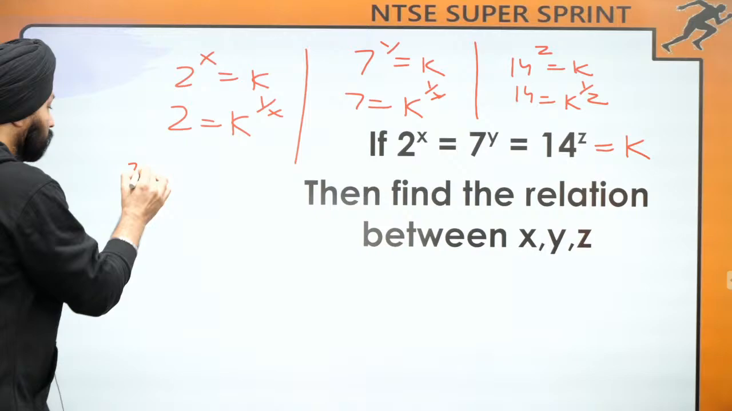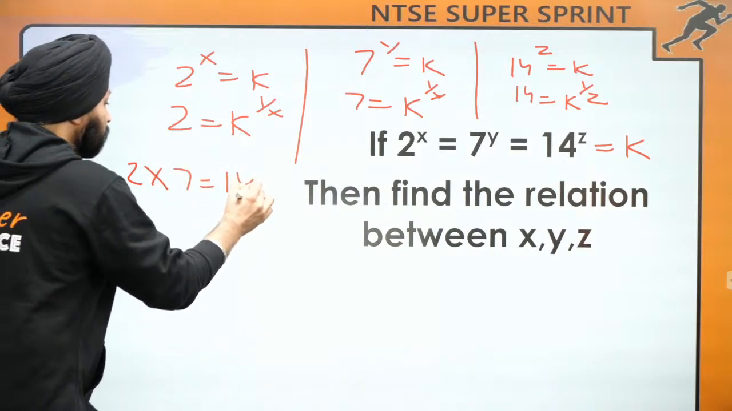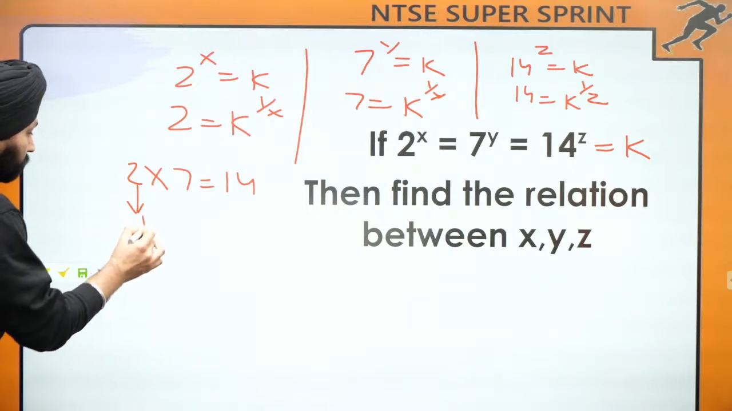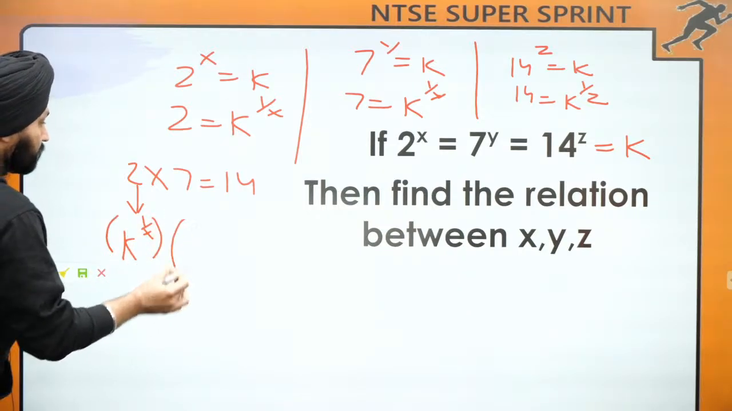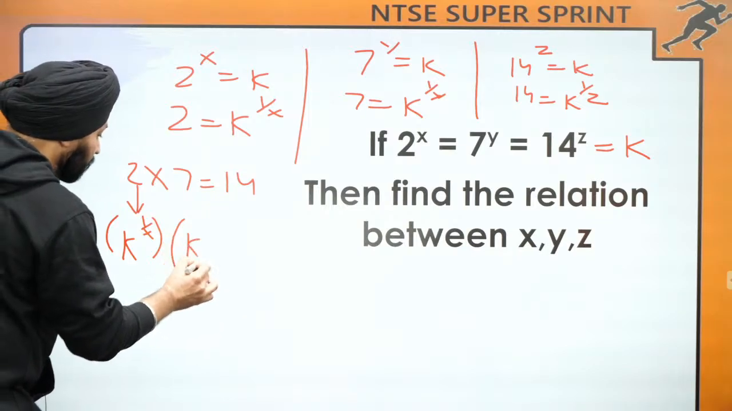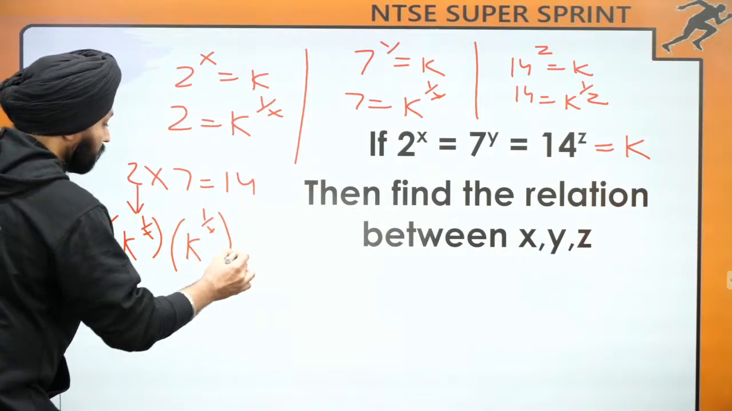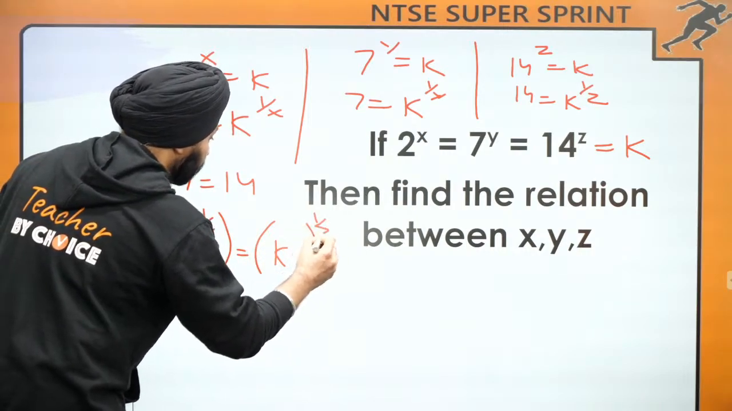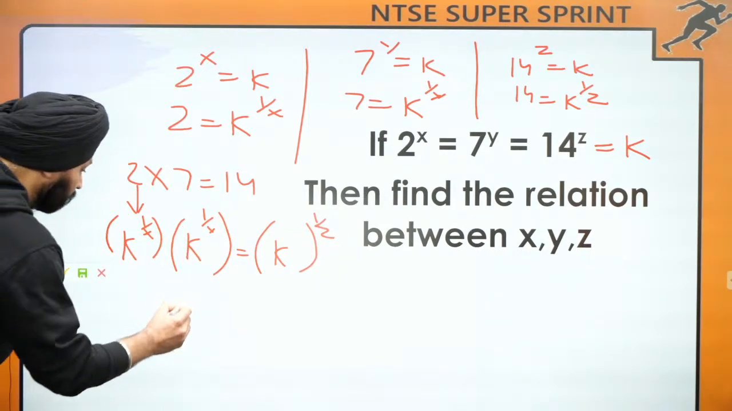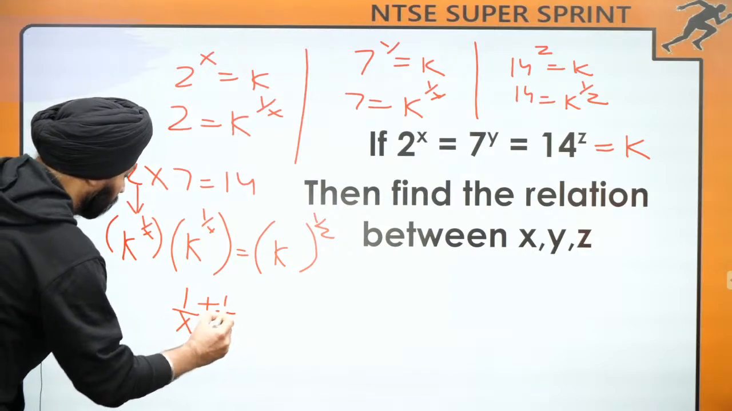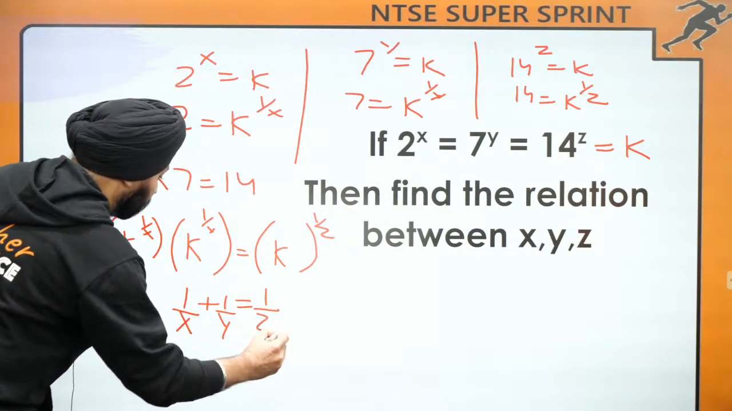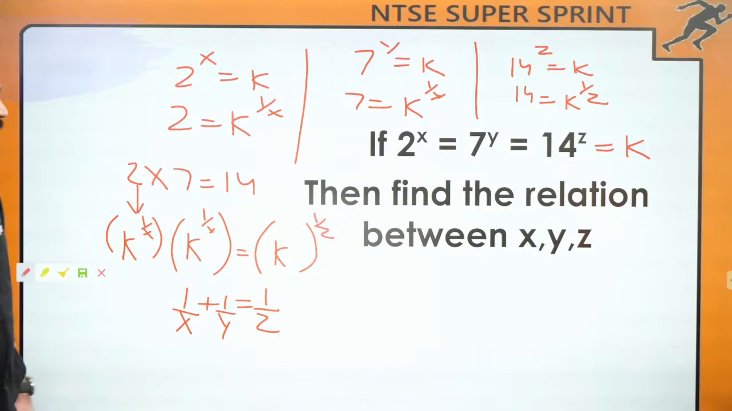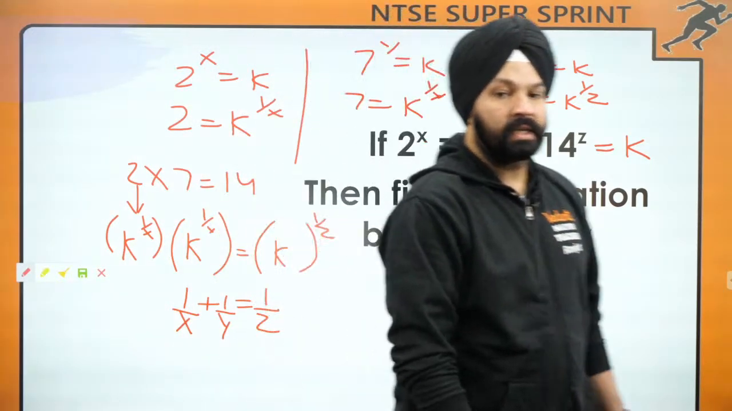And we know that 2 into 7 is 14. So now I am substituting the values. Instead of 2, I am writing k raised to power 1 by x. Instead of 7, I am writing k raised to power 1 by y. Instead of 14, I am writing k raised to power 1 by z. As they are getting multiplied, the powers would be getting added up. So comparing the powers, 1 by x plus 1 by y equals 1 by z.